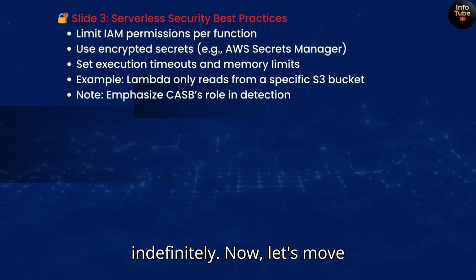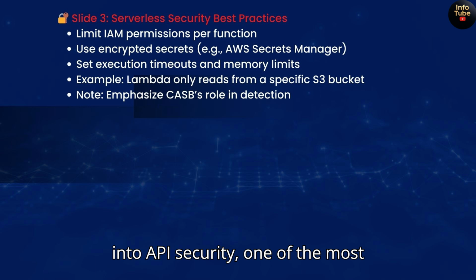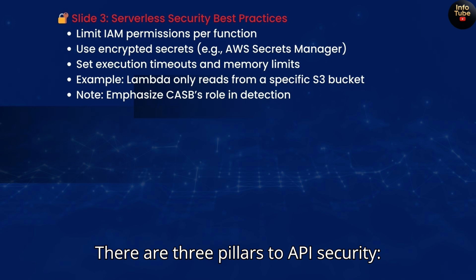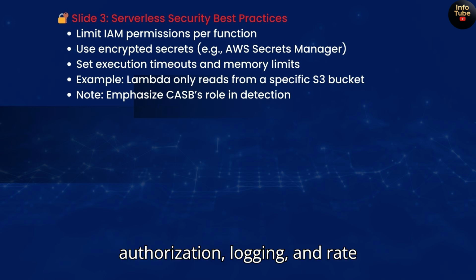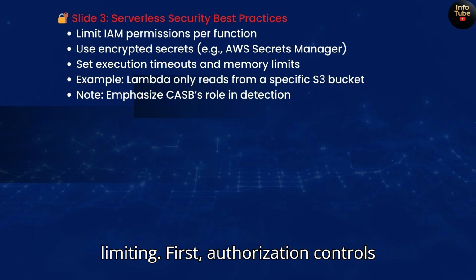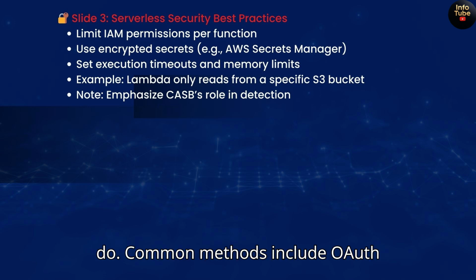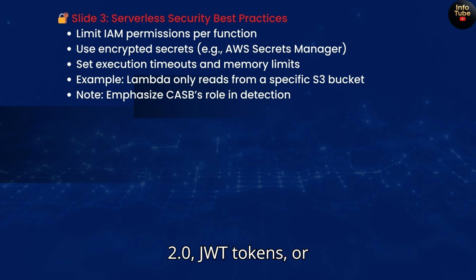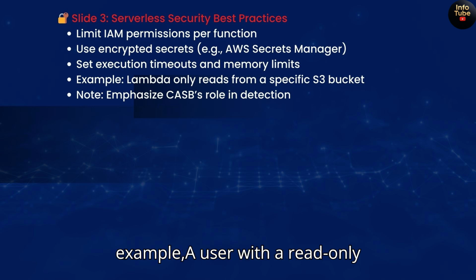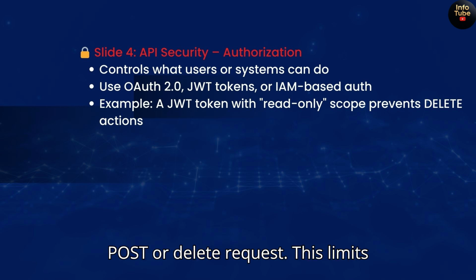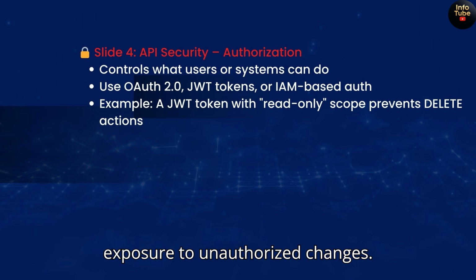Now, let's move into API security, one of the most critical topics in cloud deployments. There are three pillars to API security: authorization, logging, and rate limiting. First, authorization controls what an API user or system is allowed to do. Common methods include OAuth 2.0, JWT tokens, or IAM-based access controls. For example, a user with a read-only JWT token should not be able to send a post or delete request. This limits exposure to unauthorized changes.